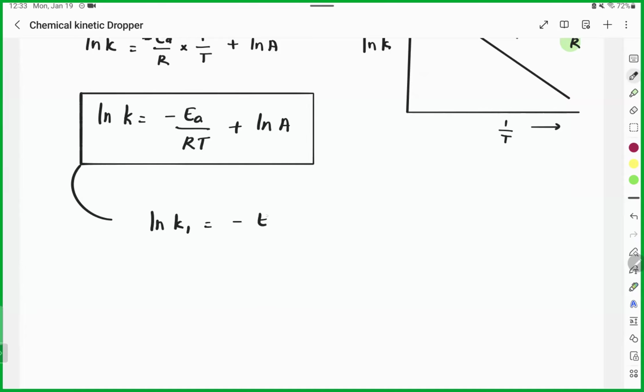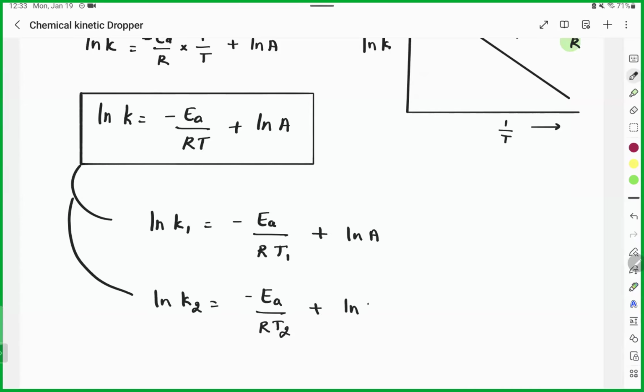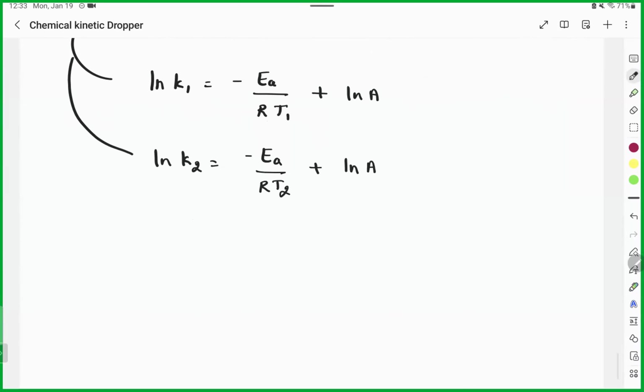So if you take two situations at a given temperature, the natural log K1 value will be equal to minus EA by R T1 plus natural log A, because for a given reaction the activation energy will be the same, and the A value will be the same. At T2 temperature, your rate constant will be different because it depends upon the temperature, so natural log K2 is minus EA by R T2 plus natural log A. This is equation 1 and equation 2.